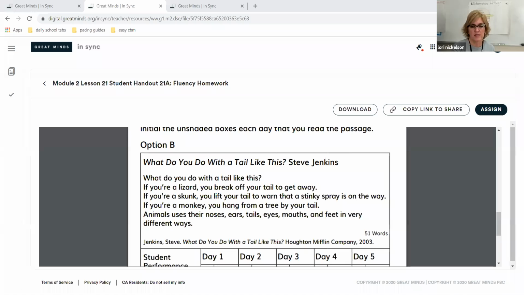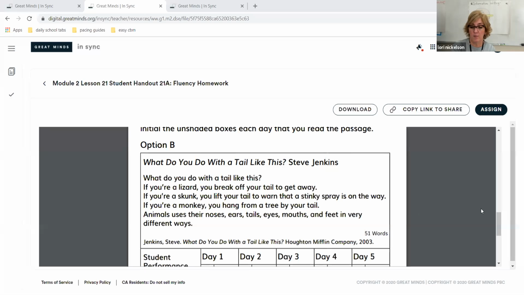So let's practice this fluency here. This is option B, To Do With a Tail Like This by Steve Jenkins. What do you do with a tail like this? If you're a lizard, you break off your tail to get away. If you're a skunk, you lift your tail to warn that a stinky spray is on the way. If you're a monkey, you hang from a tree by your tail. Animals use their noses, ears, tails, eyes, mouths, and feet in very different ways.